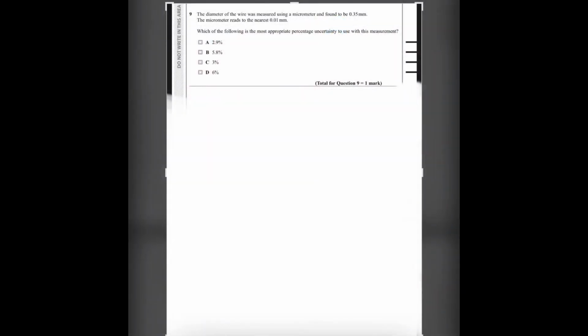Number 9. The diameter of a wire was measured using a micrometer and found to be 0.35 millimeter. The micrometer reads to the nearest 0.01 millimeter. Which of the following is the most appropriate percentage uncertainty to use with this measurement?